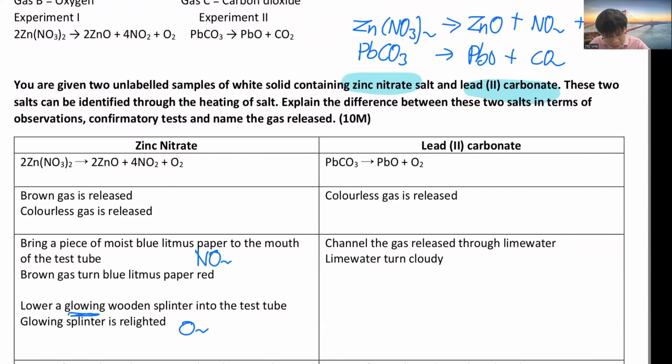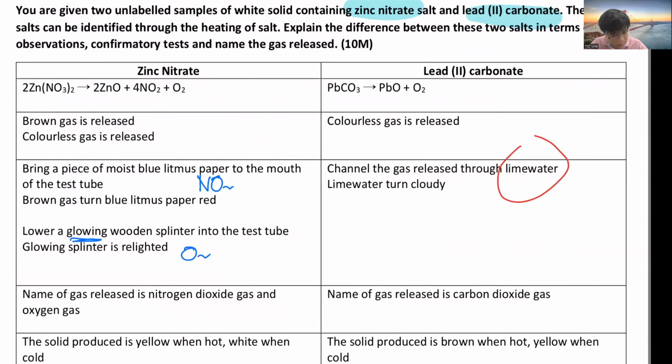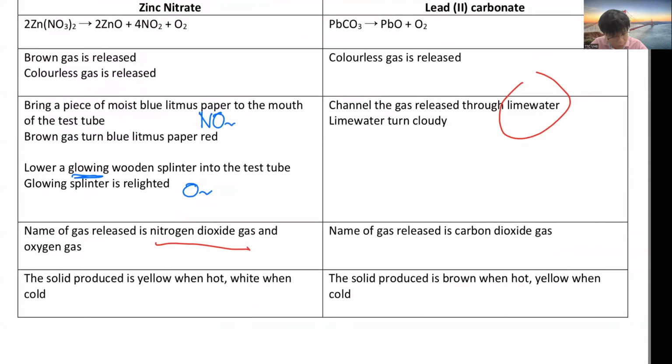Then for carbon dioxide gas, you can channel the gas through lime water. Lime water will turn cloudy. So the gases released are NO2 and O2, and this one is carbon dioxide gas. Then for the ZnO, it is yellow when hot, white when cold. PbO is brown when hot, yellow when cold.